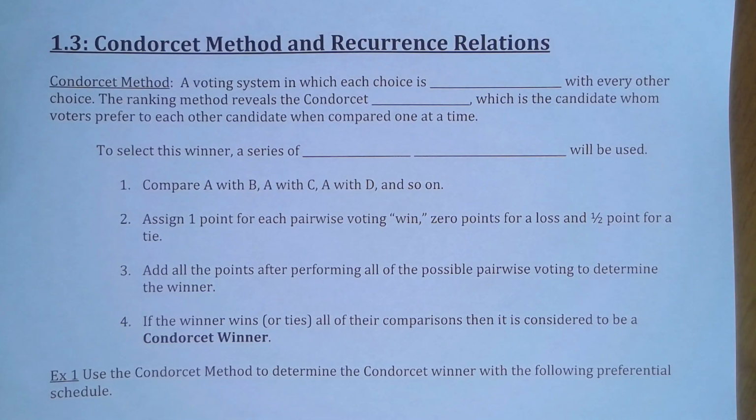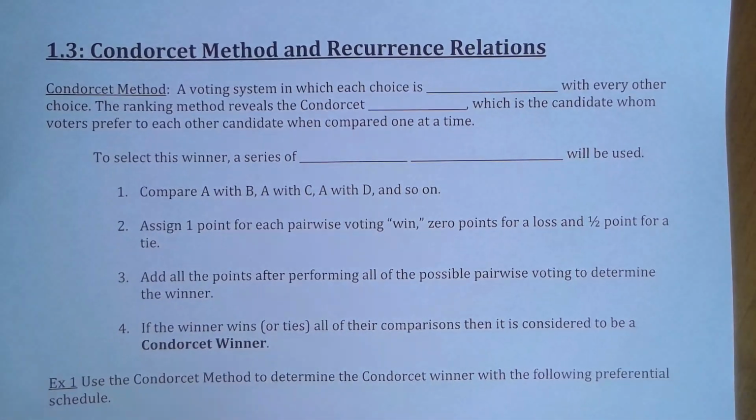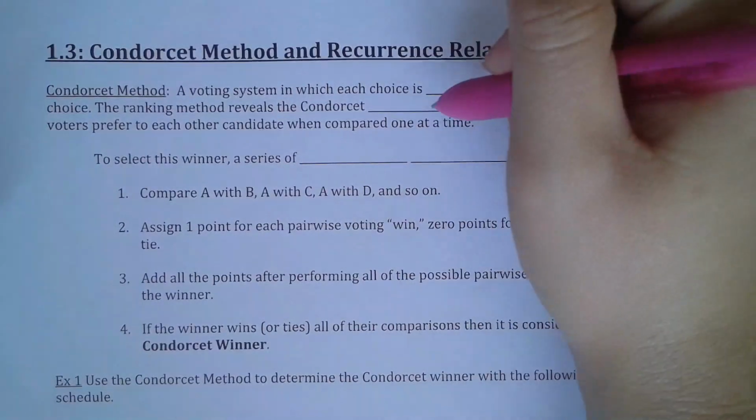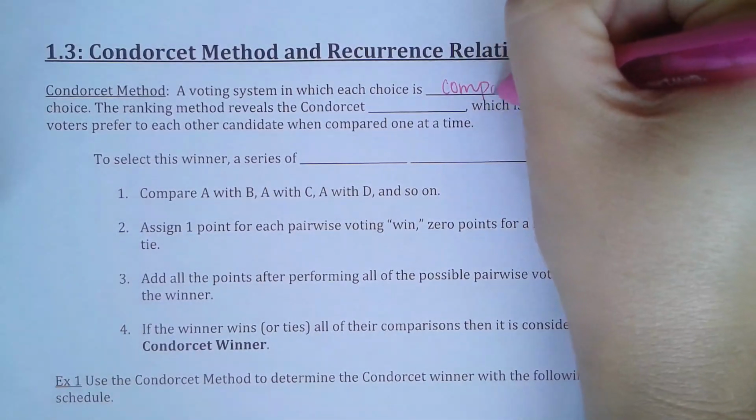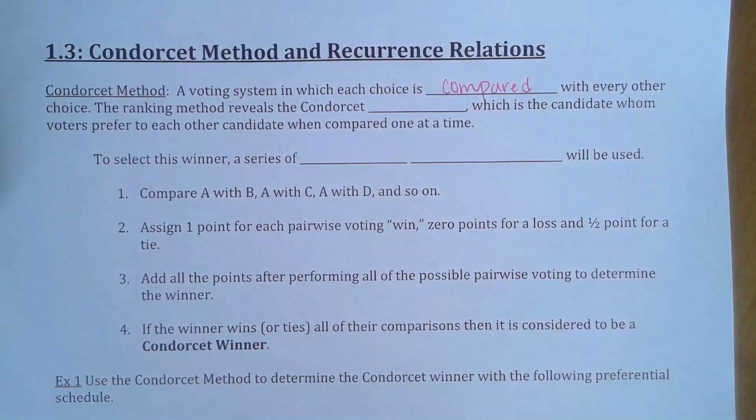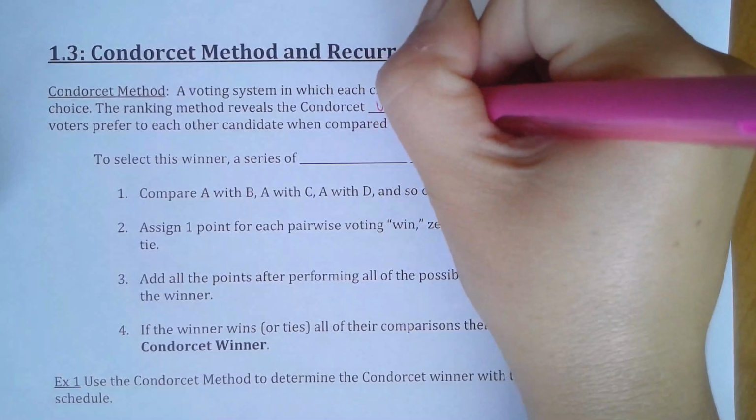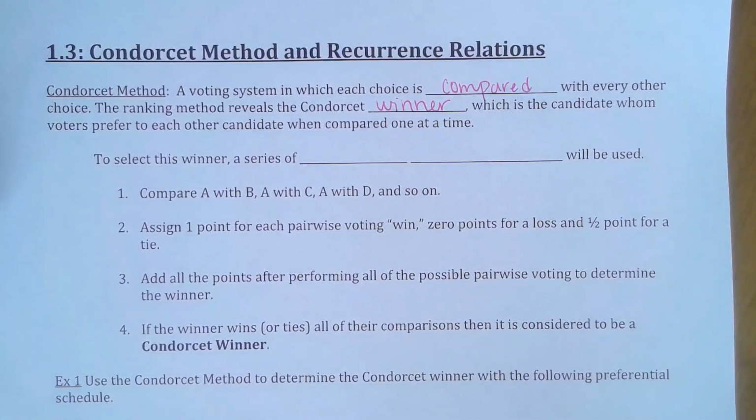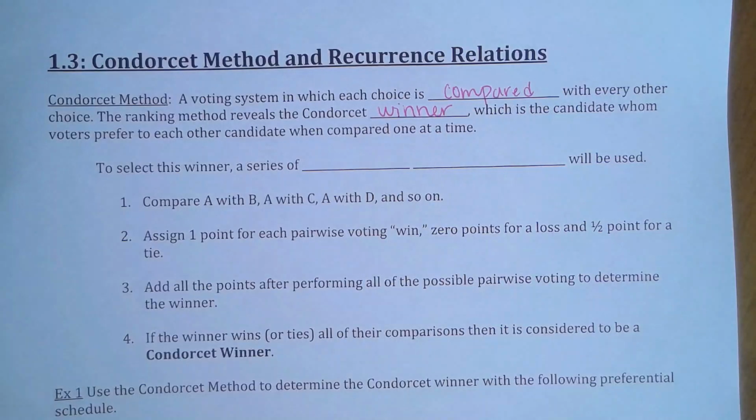Our last method is looking at this idea of a voting system where everyone is paired with everyone else. What this ends up looking like is a series of runoff models, and we combine them all into one section. So each choice that we have is compared with another choice. This ranking method reveals the Condorcet winner, which really means it's the candidate whom the voters prefer to every other candidate when compared one at a time.